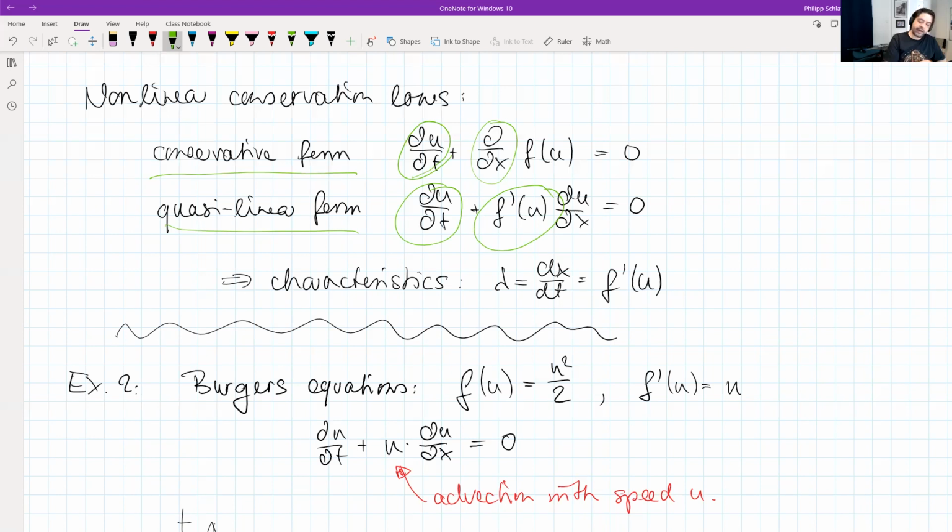And with this quasi-linear form, we could then identify the type of the equation by looking at the eigenvalues, or in this case by just taking that f prime value, and we could see that this f prime is exactly the slope or the speed of the characteristics. So therefore, what we take out of the bracket is really a speed.